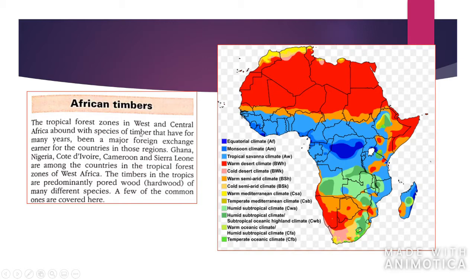Tropical forest zones in the West and Central Africa abound with species of timber that have for many years been a major foreign exchange earner for countries in those regions. Okay, so places like Ghana, Nigeria, Cote d'Ivoire or Ivory Coast, Cameroon, Sierra Leone.